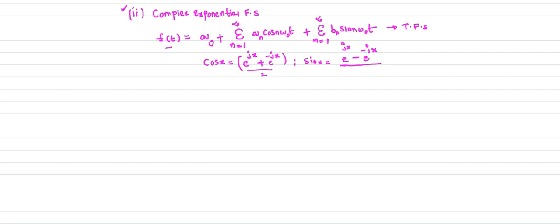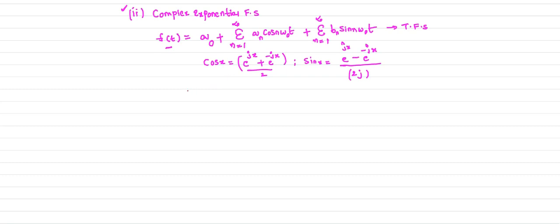So e power jx minus e power minus jx is what? You will get 2j sin x. Now if you divide by 2j, you will get sin x. This is your cos x and sin x in terms of the exponentials, in terms of the complex exponentials.